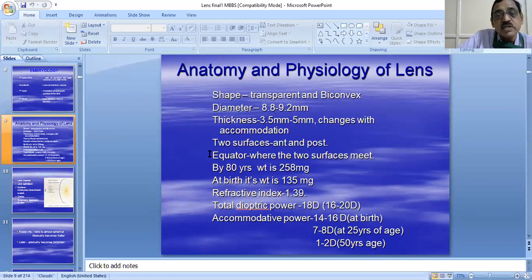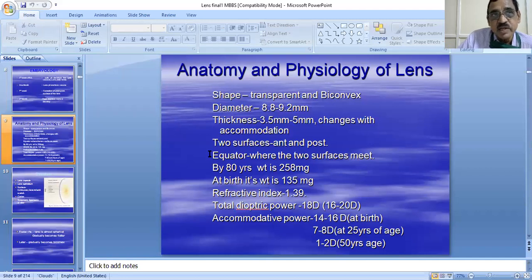The weight of the lens also varies. It is around 135 milligrams at birth and 258 to 260 milligrams at the extremes of age, around 60 to 80 years. The total dioptric power of the lens on average is around 16 to 20 diopters. Accommodative power at birth is around 14 to 16 diopters, and at 25 years of age it is 7 to 8 diopters.